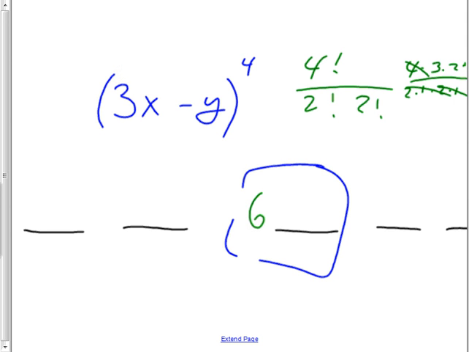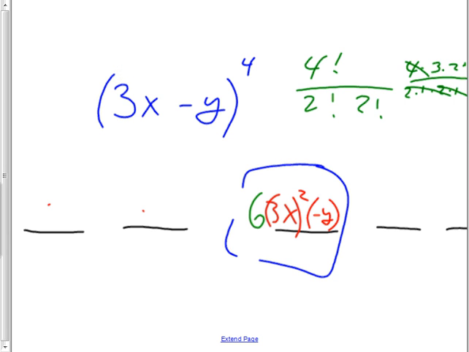Okay, so then I need the rest of it. Can you help me, Mr. V? 3. I agree. Yes, this would have been to the fourth, to the third. This is to the second. Good. And then on the other part. Nice. You remembered negative.